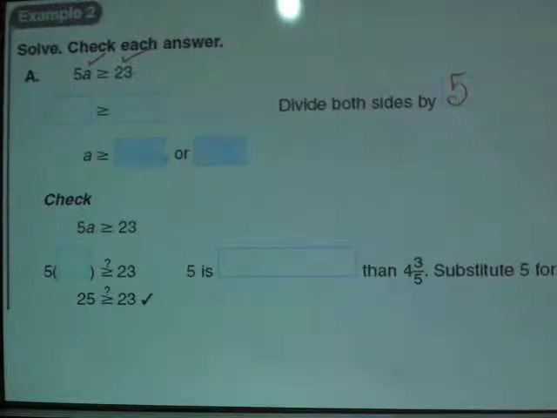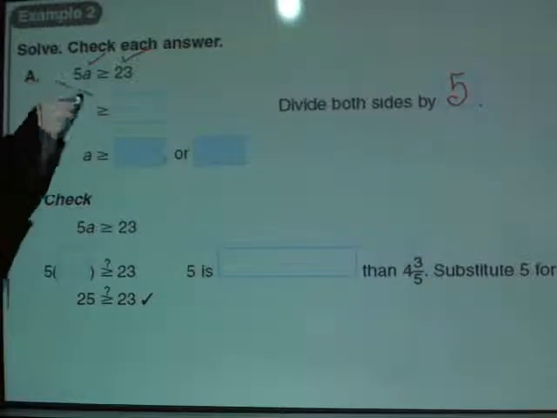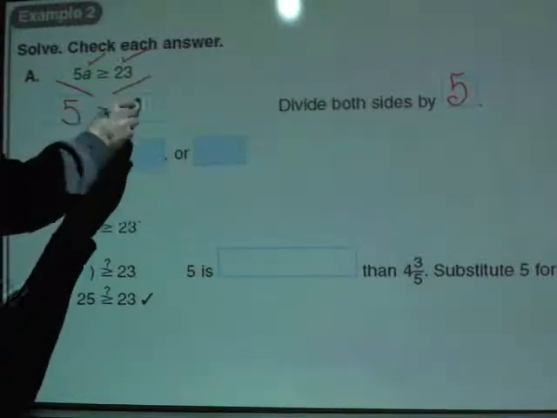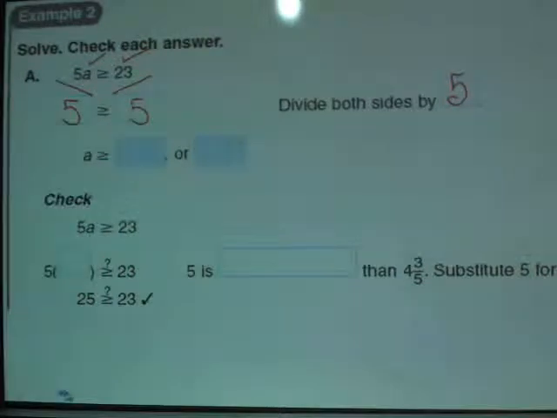Well, right now this question says I'm multiplying by 5. That's important because remember, to move something to the opposite side, I'm going to have to do the opposite. The opposite of multiplying by 5 is, of course, to divide both sides by 5. So I'm going to go ahead and divide both sides by 5 here. And 23 divided by 5 is going to give me my solution here.